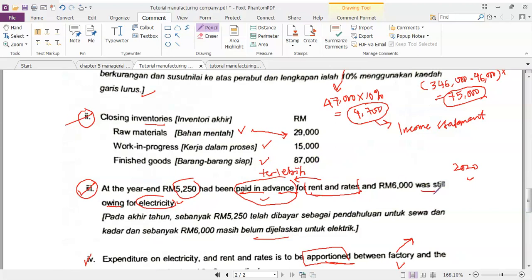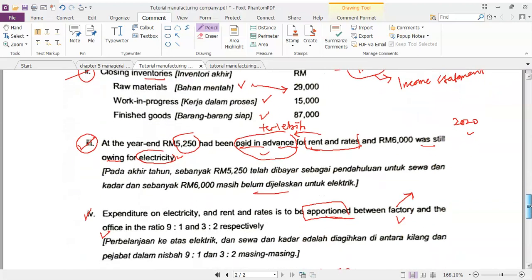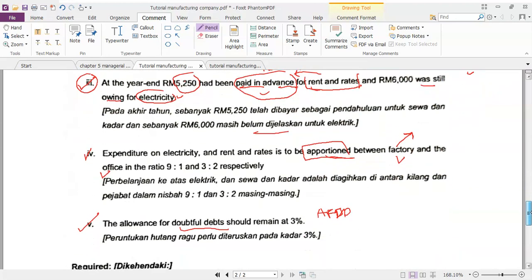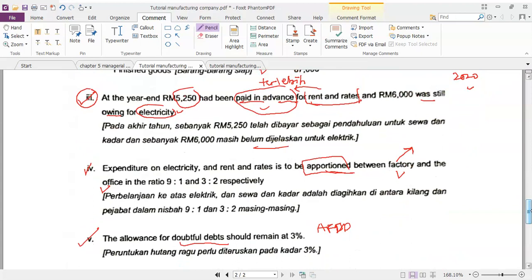Okay, please remember if there is paid in advance, you must minus with your total expenses. But how about still owing? You must add on the total expenses with the amount of still owing. Okay, so kenapa? Sebab apa kita nak kena tentukan dulu berapa jumlah total of expenses yang sebenar, sebab nanti kita nak agihkan.